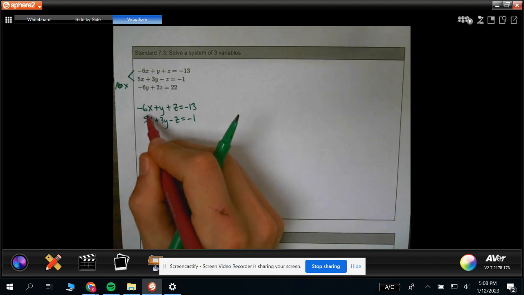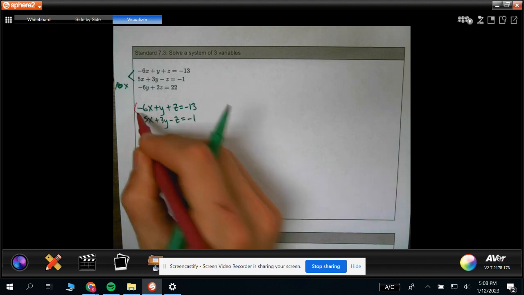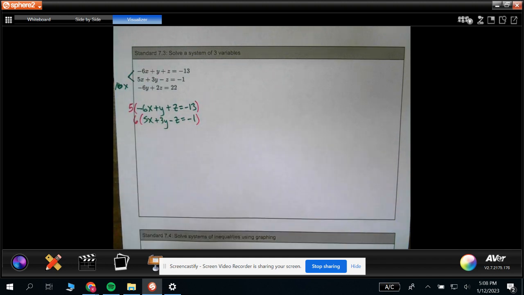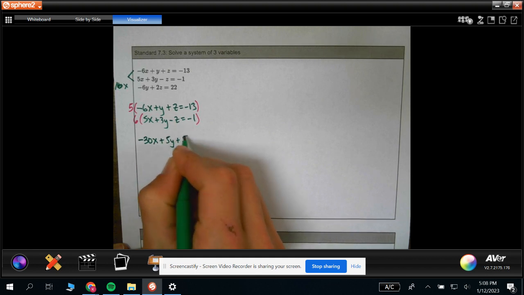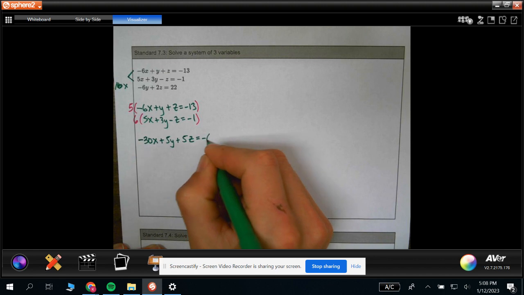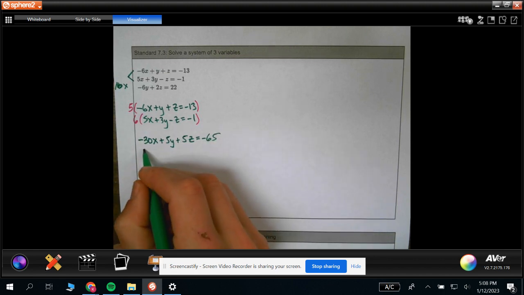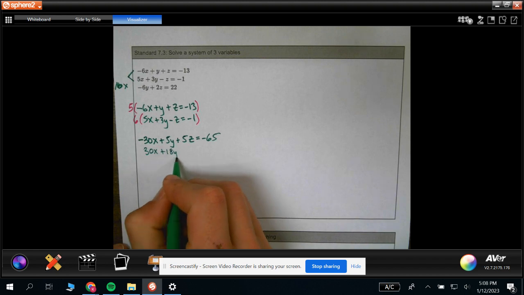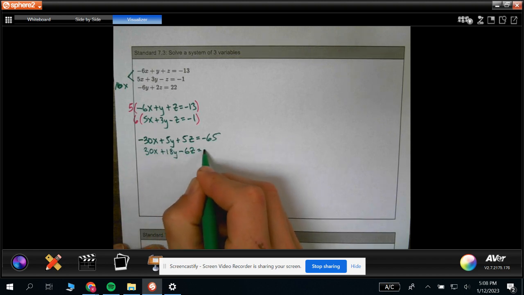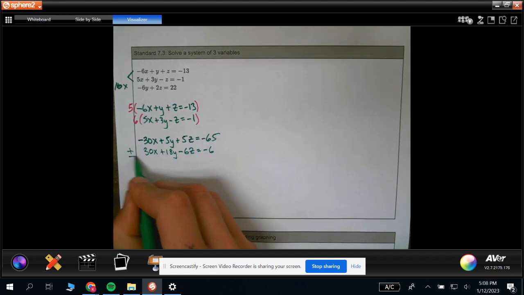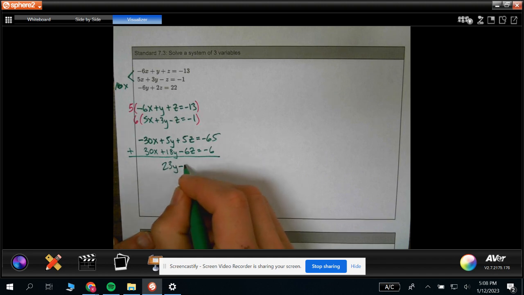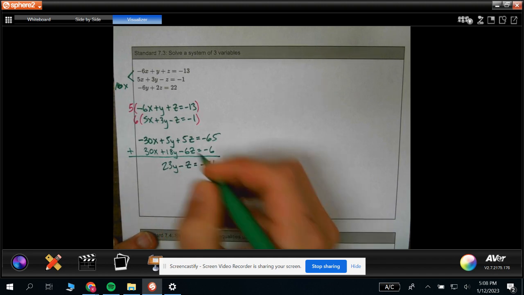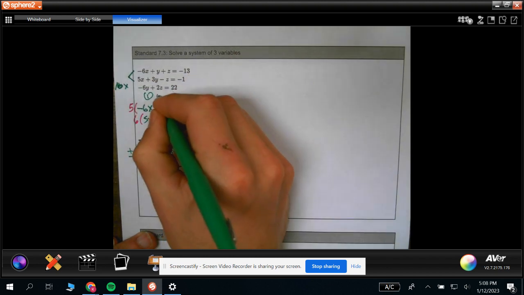So I'm going to eliminate the x's. So what do 5 and 6 both go into? They both go into 30. I'm going to make opposites. Multiply the top one by 5 and the bottom one by 6. What do they become? Negative 30x plus 5y plus 5z equals negative 65. And the second equation becomes 30x plus 18y minus 6z equals negative 6. Add those two together. Okay. And I'm going to get 23y minus z equals negative 71. Again, what was the purpose of this? I want to eliminate x.